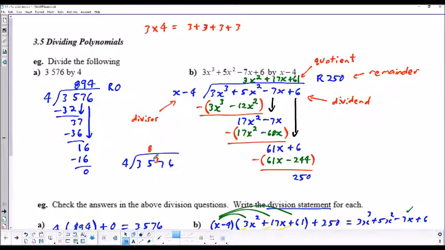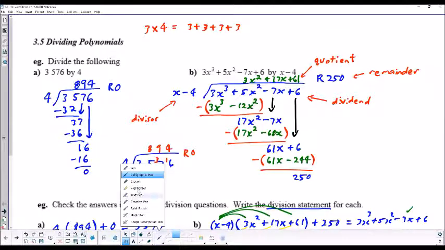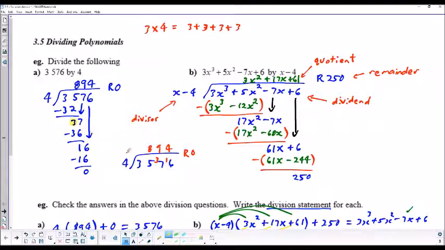Then, how many times does 4 go into 37? 9 times. 9 times 4 is 36, and 37 minus 36 is 1. Then 4 times 6 is 24, so we get the remainder 0. Okay, so here's that remainder 3 from that first subtraction, and then here is that 1 from the second subtraction. And then, of course, here's our 0 for the remainder.